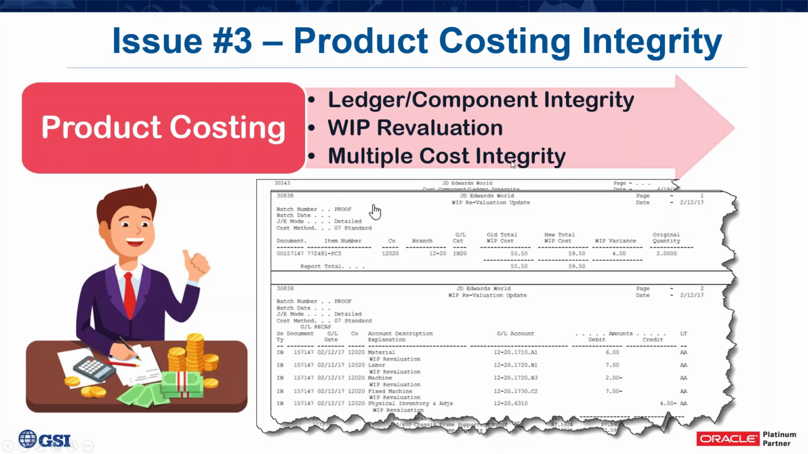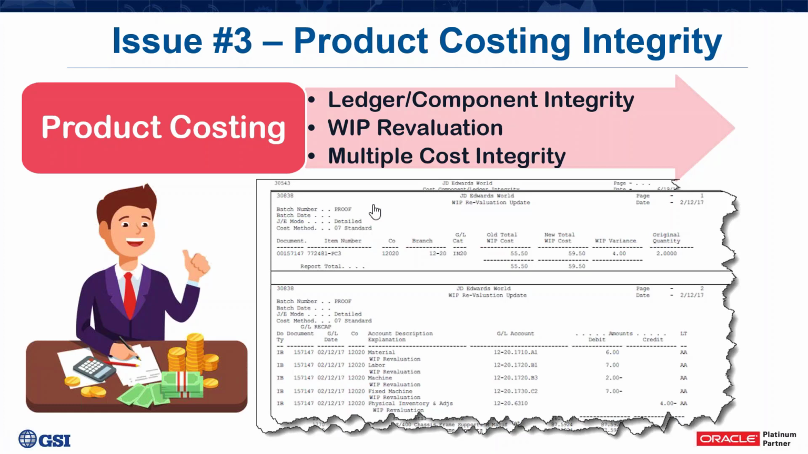Multiple cost integrity. This one is a very little known item that occurs, and what this means is that if you're familiar with the cost screen within the item master, you know that I can go in, inquire on an item, I can go to the costs and see that I have a sales inventory cost method of 07, I have a purchasing method of 08, et cetera, et cetera.